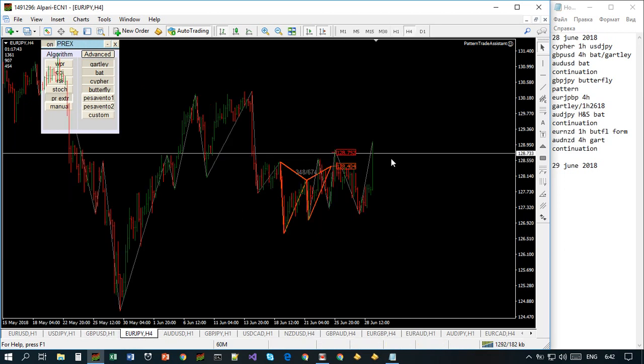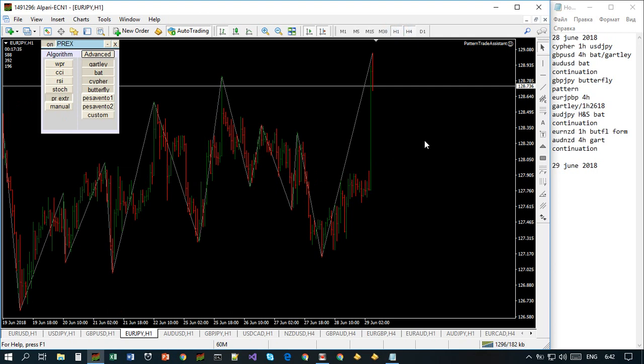Euro yen, the 4-hour time frame says nothing as well. Euro is moving to the upside. Okay, and the 1-hour time frame says nothing as well.